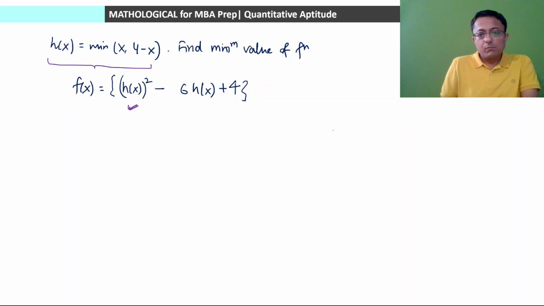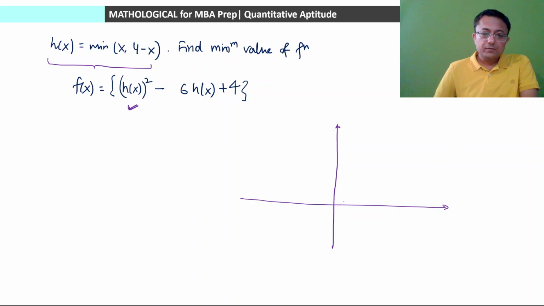So the graph of x is simple, going through the origin. And the second line is 4 minus x. So at x equal to 0, that will be equal to 4. This is our second line.